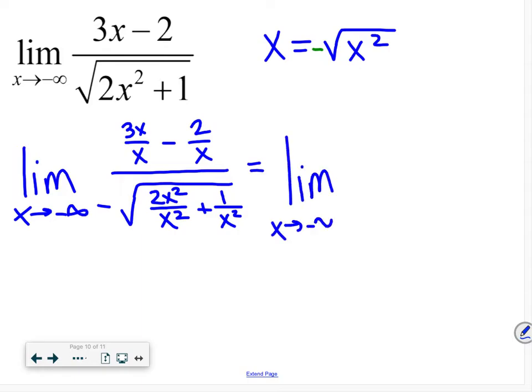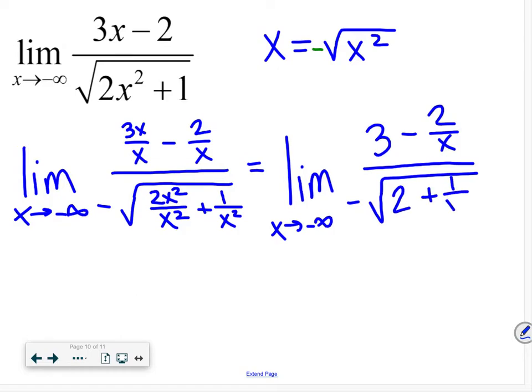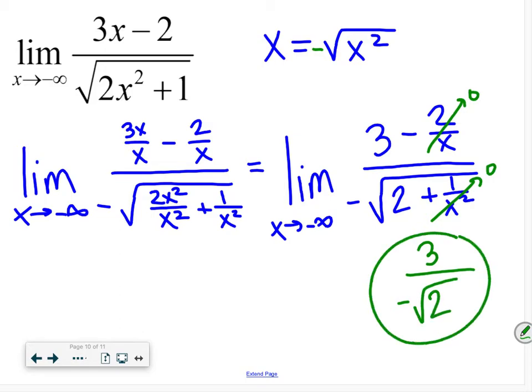So what happens? Our work is going to still look pretty similar, right? But we have that negative on the outside. So towards negative infinity, 2 over x goes to 0. Towards negative infinity, 1 over x squared goes to 0. And we're left with 3 over negative radical 2. This function has 2 horizontal asymptotes. Towards the right, it approaches the positive value. Towards the left, it approaches the negative value.